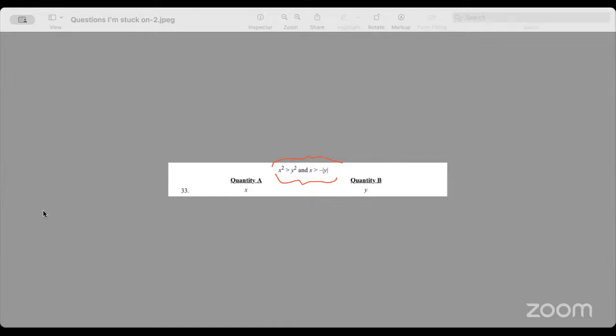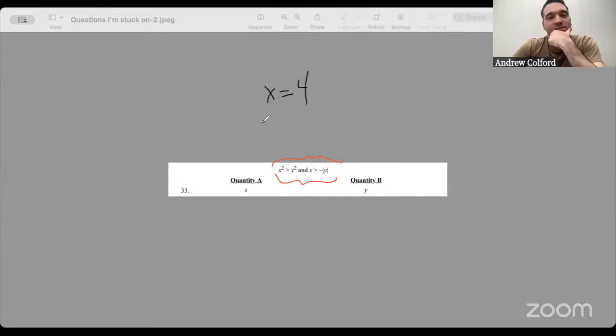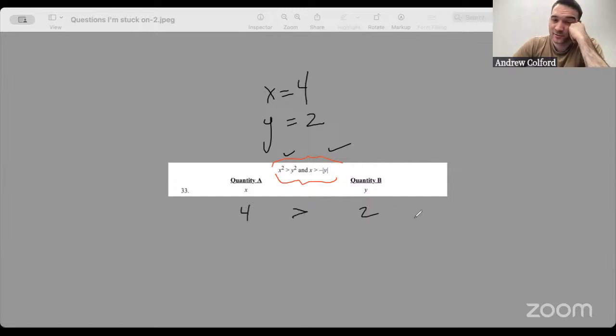Say X is 4, Y is 2. X is 4, Y is 2 for starters, right? And we'll make sure that this works. 4 squared is greater than 2 squared, check. 4 is greater than negative absolute value of 2, also check. So these are acceptable numbers to test. And in this one particular case, 4 is greater than 2. As I always like to say, let's pat ourselves on the back and eliminate 2 answer options. S, which 2 can we now eliminate?